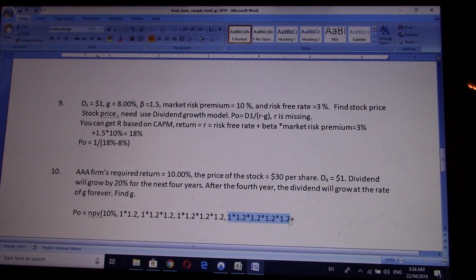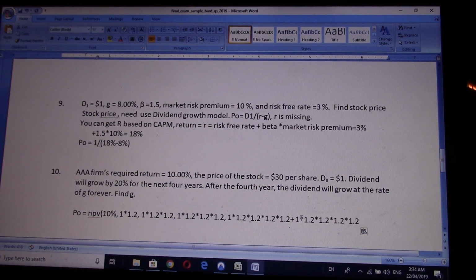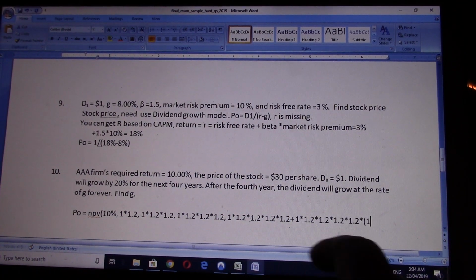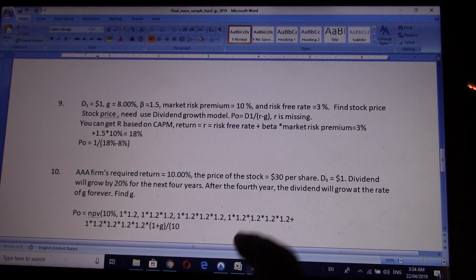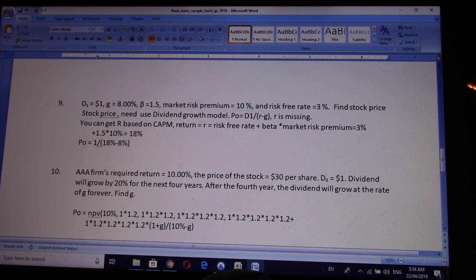So you see, it's the hardest question in the whole exam. Anyhow, let me write down this equation. R minus G, R is 10%, minus G. So this is the stock price by the end of year 4. Now it will be over because you can sell the stock by the end of year 4. So this is your equation. Now it worked out. It equals 30.